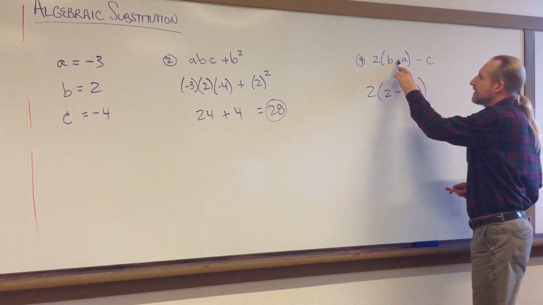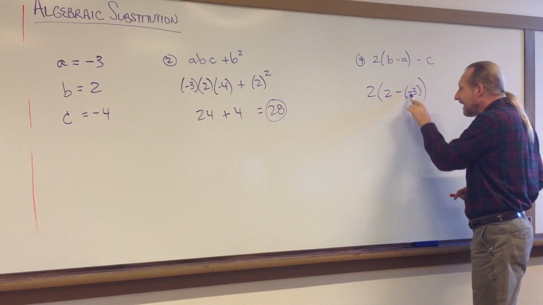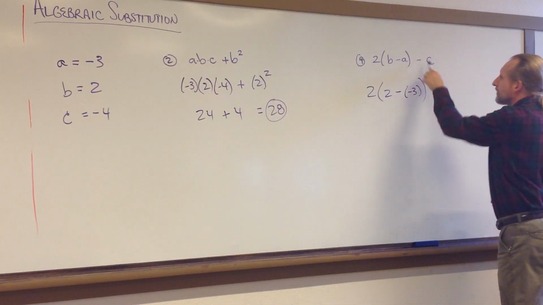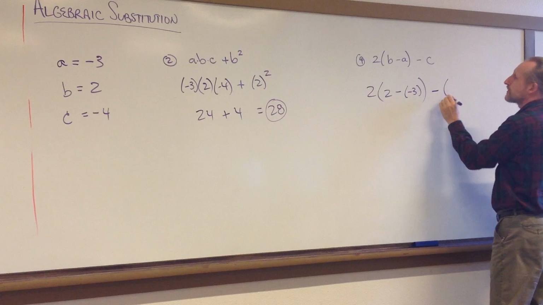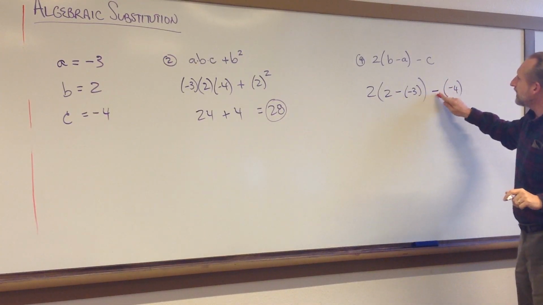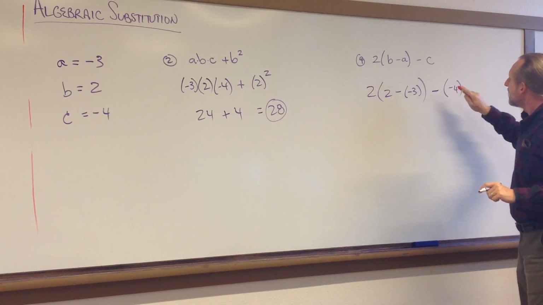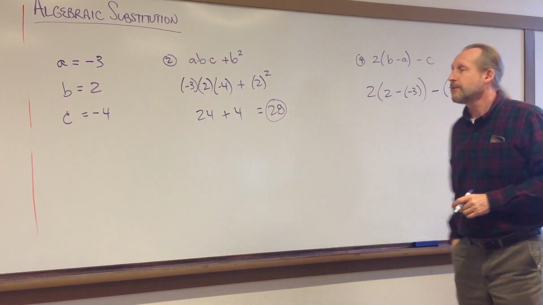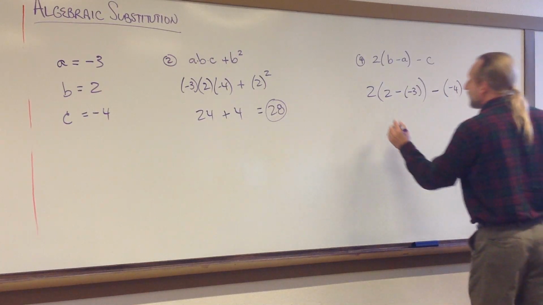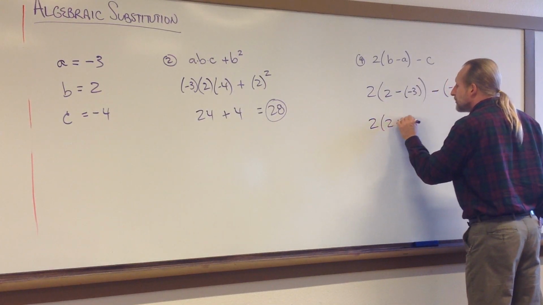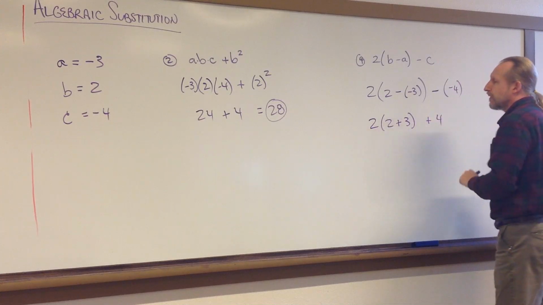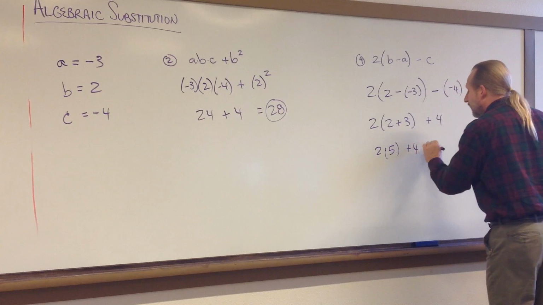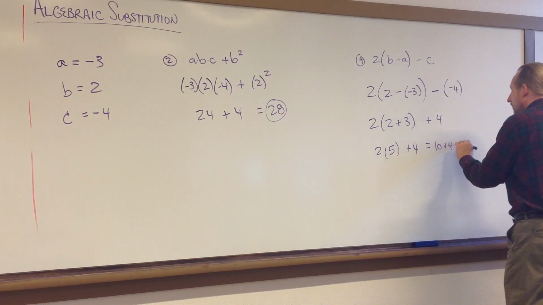Okay? So you've got this negative sign that's part of the formula, and then you've got the negative sign that comes from the value of A. And the same thing is going to happen over here. With C, we're going to have minus -4. So this minus sign comes from the formula. This minus sign comes from the value of C. And that's something that people often forget to include. And so in both of those cases, this is going to be 2 plus 3, and that'll be plus 4. So this is 2 times 5 plus 4, 10 and 4 make 14.